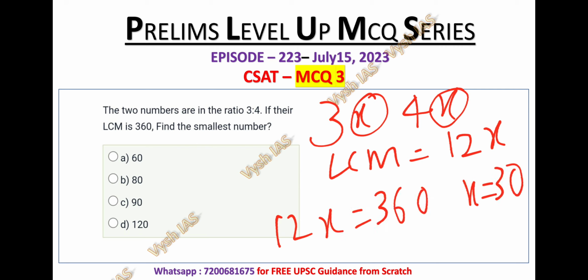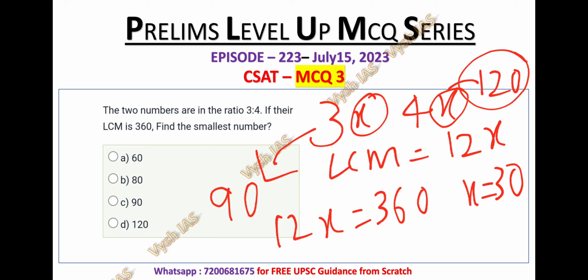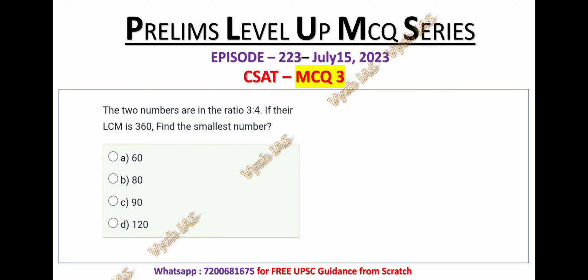The numbers are 3x and 4x, right? 3x is 3 into 30, that is 90, and 4 into 30 is 120. The numbers are 120 and 90. The smaller one of the two is 90. So option C is the correct answer.